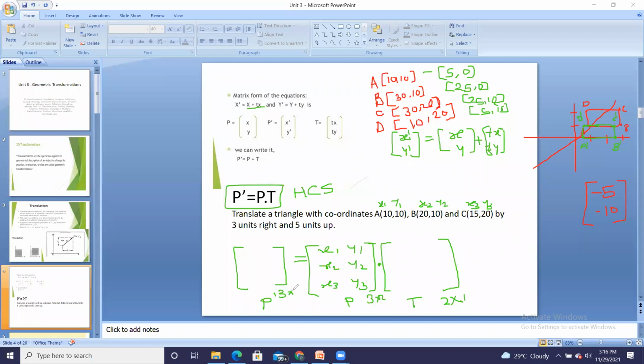But I should get 3 by 2 because P dash is also my triangle only. And P dash will also have A dash, B dash, C dash with x1, y1, x2, y2, x3, y3 dash. P is what? My triangle ABC, right? Which is having x1, y1 value, x2, y2 and x3, y3. Similarly, after performing this multiplication, I should get the resultant triangle with A dash, B dash, C dash, which should also have these 6 coordinates x1 dash, y1 dash, x2 dash, y2 dash and x3 dash, y3 dash.